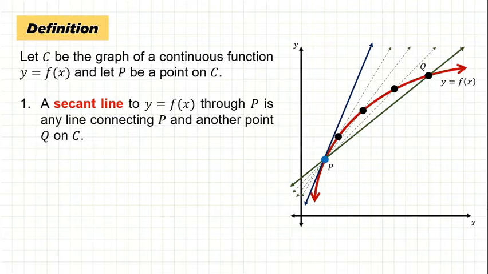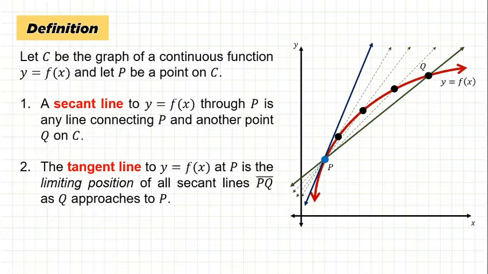So therefore, itong tangent line will limit all the secant lines na mapo-form natin. So in that case, itong tangent line pala is the limiting position of all secant lines. So this will be the definition now of our tangent line. So the tangent line to y equal to f of x at point P is the limiting position of all secant lines PQ as Q approaches P. So in that case, since we have here from the definition, it is the limiting position.